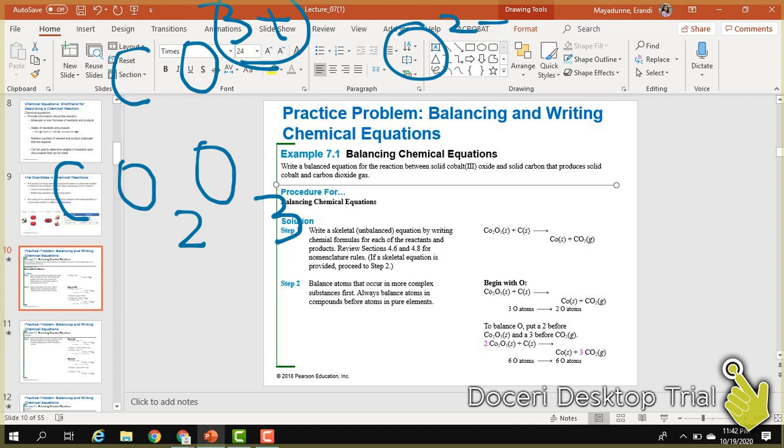That is the very first step. You need to know how to write mainly the reactants or the products. So, cobalt oxide and carbon.